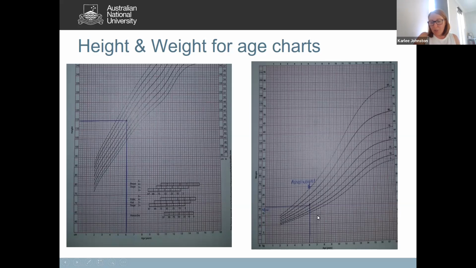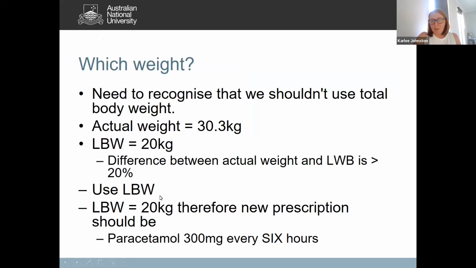So she needs a dose adjustment. We need to recognize that we shouldn't use her total body weight. Her total body weight is 30 kilos. Her ideal body weight is 20 kilos, and the difference is more than 20%, so it is worth changing the dose. Bigger than what is usual. And so the new prescription should be for paracetamol 300 milligrams every 6 hours or 4 times a day, dosed at 20 per kilo. So 15 milligram per kilogram based on a 20 kilogram child.